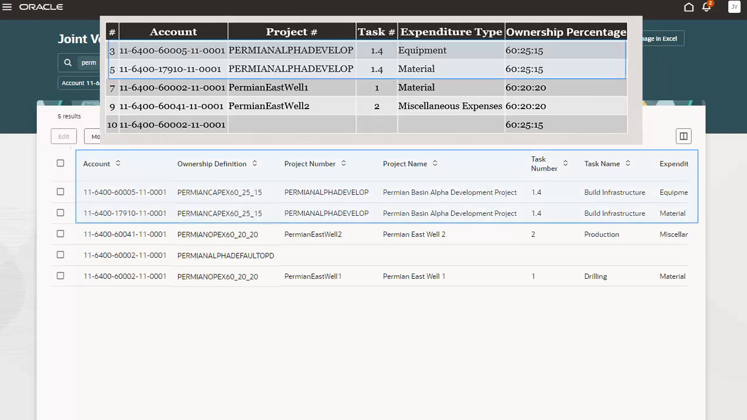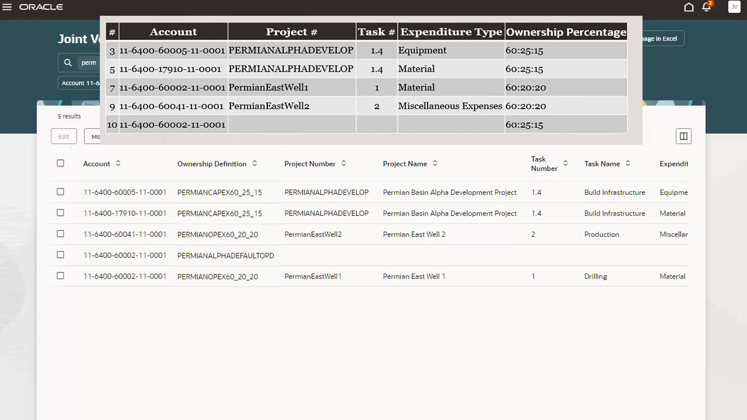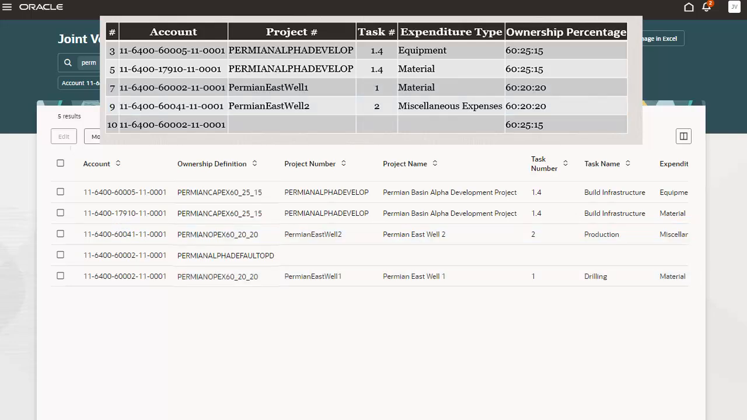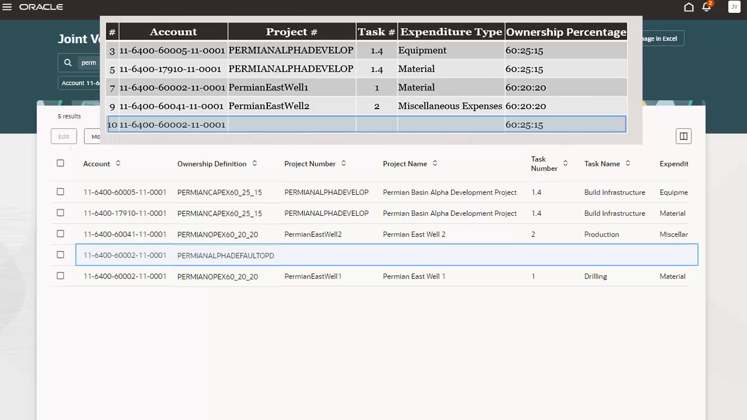When the project number is Permian Alpha Develop and expenditure type is equipment or material, the ownership percentages are 60, 25, and 15. When the project number is Permian East Well 1 or Permian East Well 2, all transactions with expenditure type other than airfare are distributed with ownership percentage 60, 20, and 20. The remaining transaction that is not associated with a project is distributed with ownership percentage 60, 25, and 15.